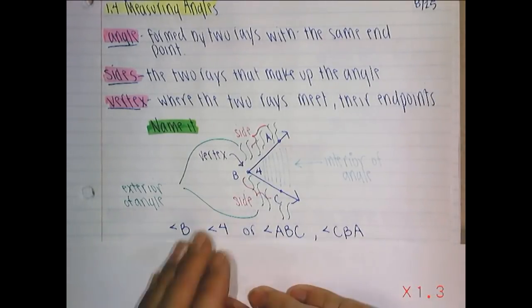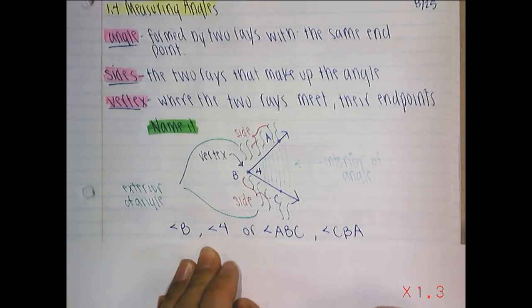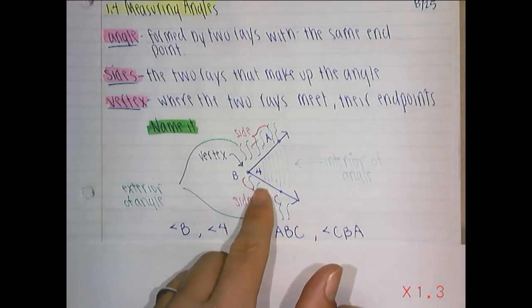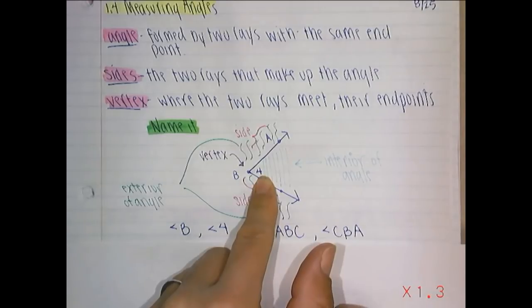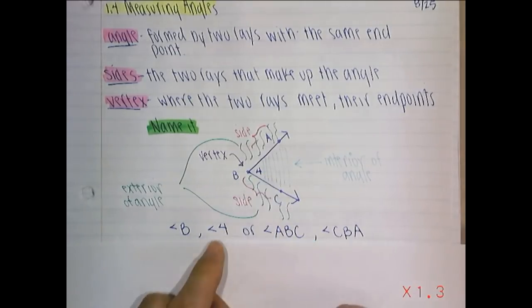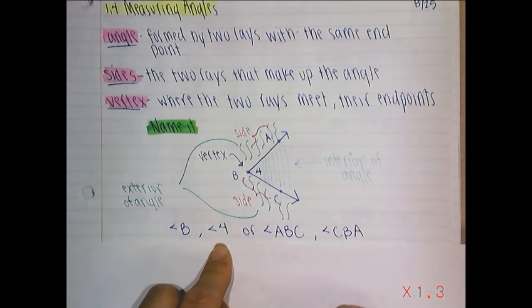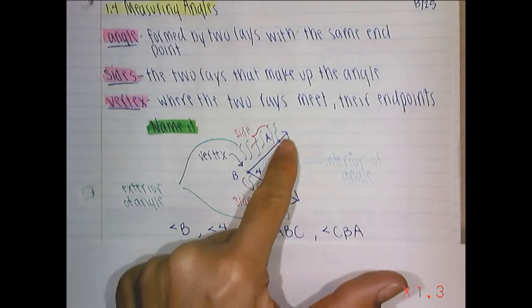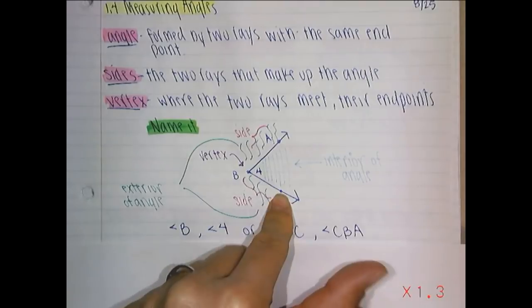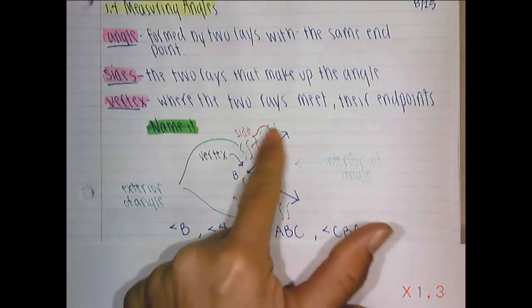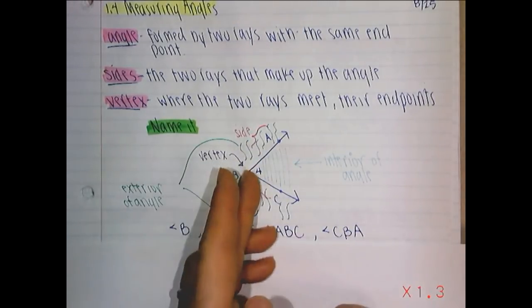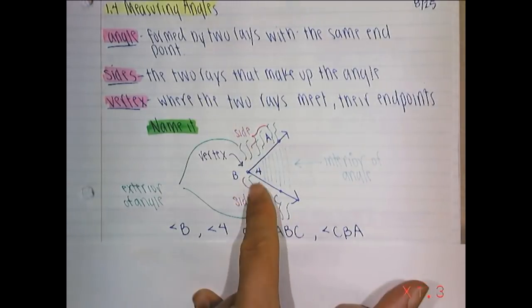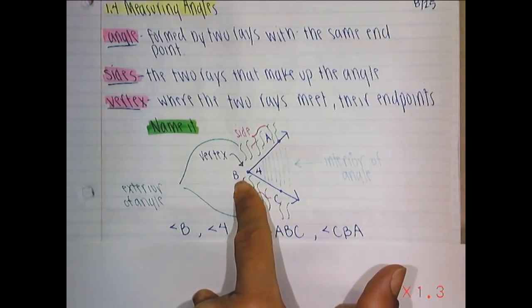So we want to talk about naming an angle. Right now, this angle right here has a number in it. Whenever there's a number inside of an angle, you can name it that way. So I would say angle 4. And because there are no angles adjacent to this angle, no other rays shooting off, I could name it by its vertex and call it angle B.